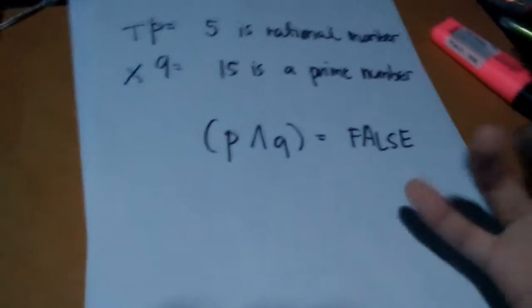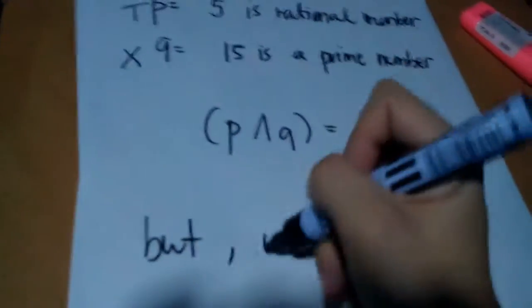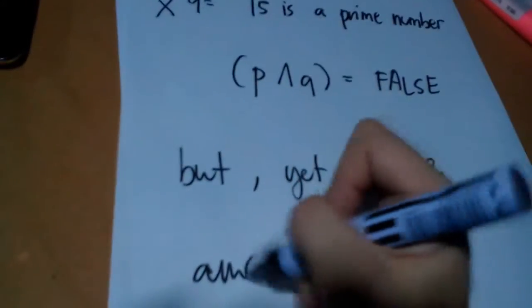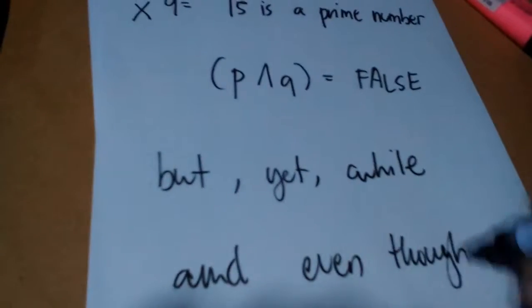So always take note that in conjunction, we also use other connectives like but, yet, or, while, and even though. We use them to make a compound sentence. Since we're done with conjunction, let's move on to our next operation.